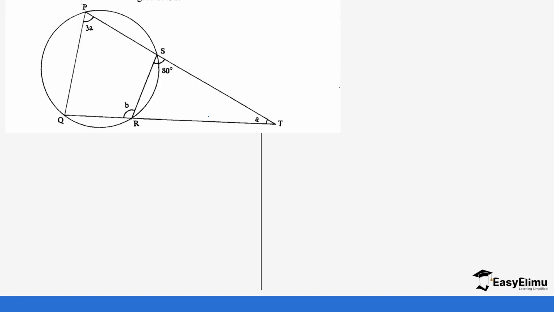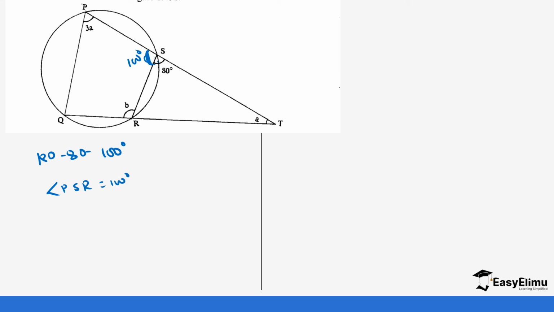So we have this question. We're supposed to look for all the unknowns, that is A and B. And you notice you have been given 80 here. One of the things we remember is that angles on a straight line add up to 180. So we can get this angle here. We say 180 minus 80, we get 100 degrees. So that means angle PSR is 100 degrees.